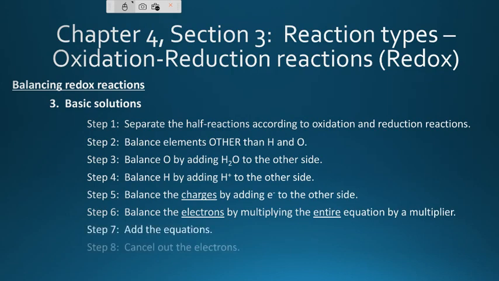But this time, after balancing and adding the equations, cancel out your electrons. And this time we're going to add hydroxides to eliminate the hydrogen ions that might be left over. That's just the mechanics of it.